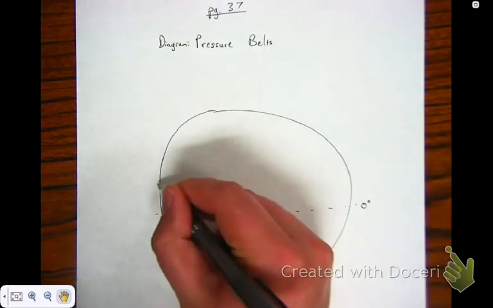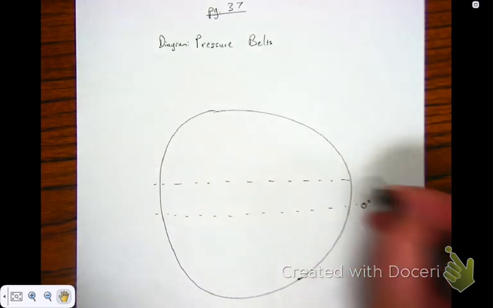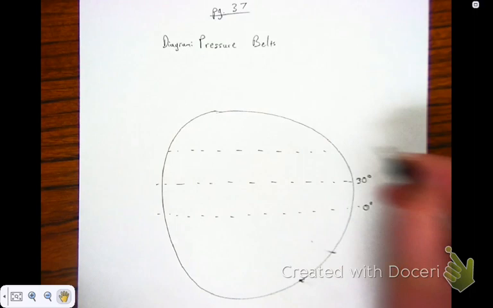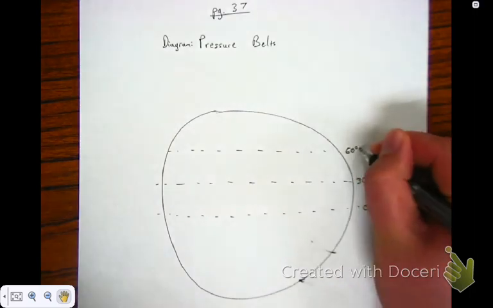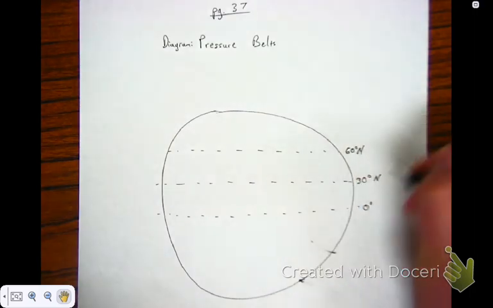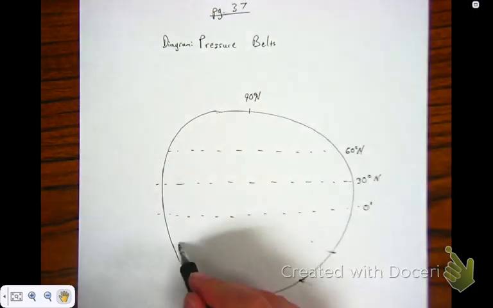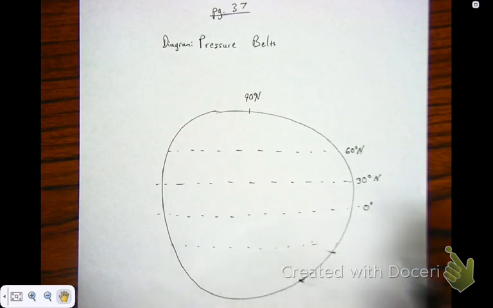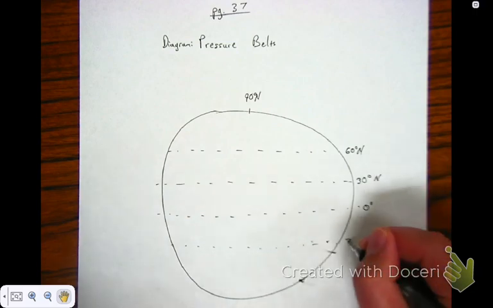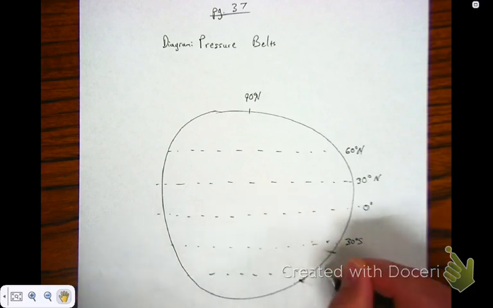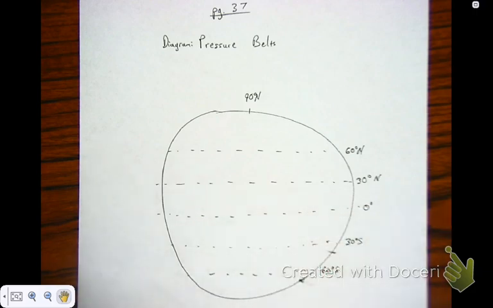Then we have our 30-degree band. We have our 60-degree band. Remember, these are north. And finally, we have our 90-degree north. Then we could redo them down here. We have our 30 degrees south, our 60 degrees south, and then finally we have our 90 degrees south down here at the South Pole.